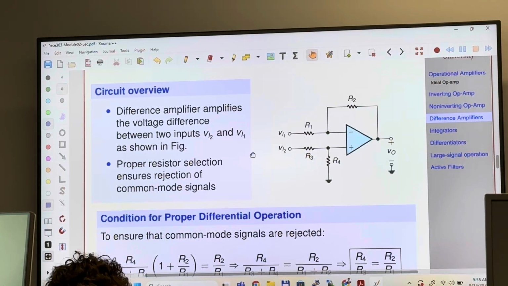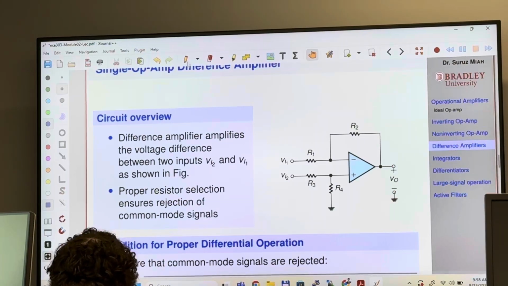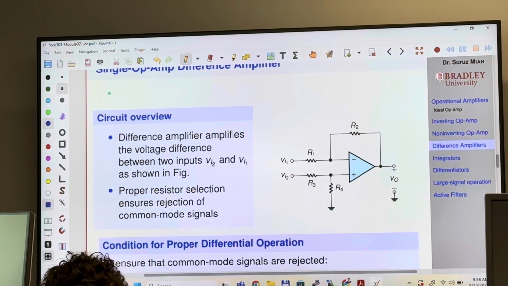Okay, so the problem here, we want to find objective.